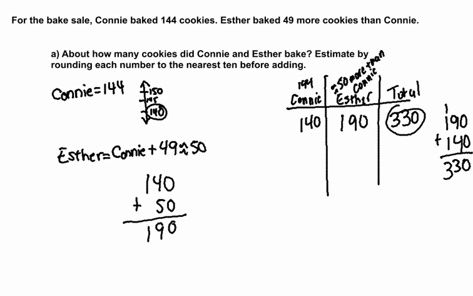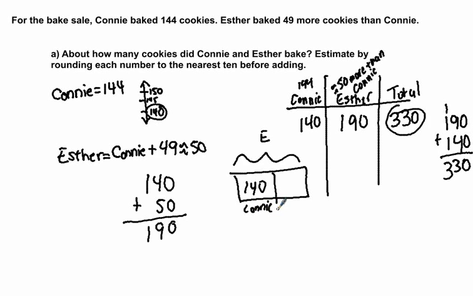Using a tape diagram that is explained in the book, if you thought about Esther, Esther would be the 140 that Connie made plus the 50 more. And that's how we got to 190. That's just a visual model of how we got to 190. That was the tricky part of this problem.